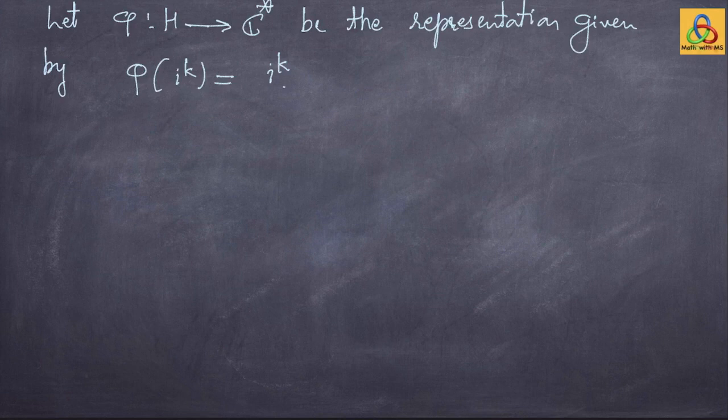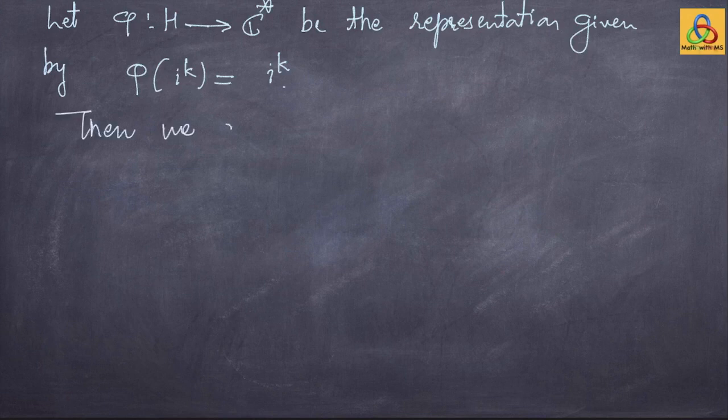Let phi from H to C star be the representation of the subgroup H given by phi of i to the power k is i to the power k. Notice here that I am using the notation i, j, k as elements of the subgroup H, where i is also the complex number iota, because you can always embed complex numbers inside quaternions. I don't want to bring more notations. If you like, you can change i, j, k to i hat, j hat, k hat, and in that case you can map phi of i hat to the power k as i to the power k, where i is a complex number.